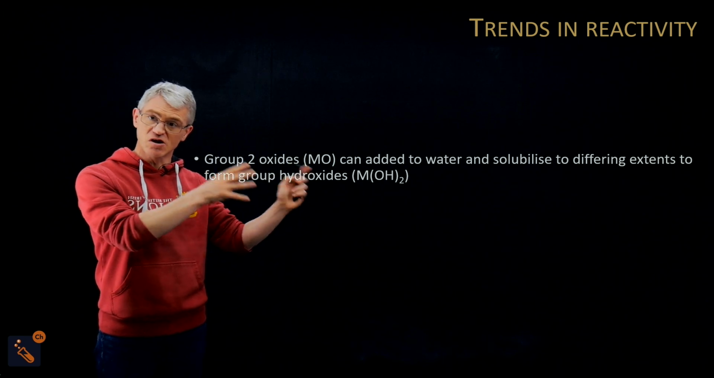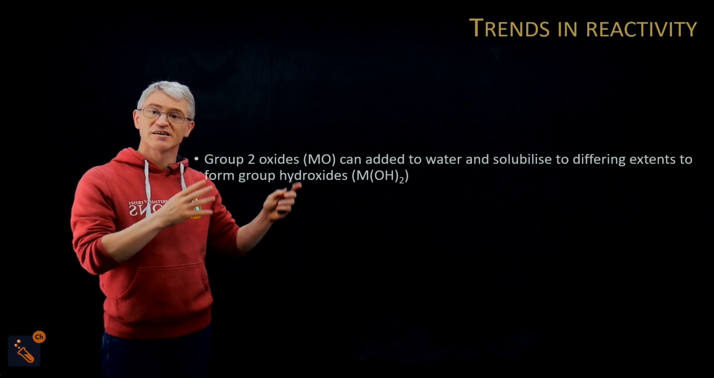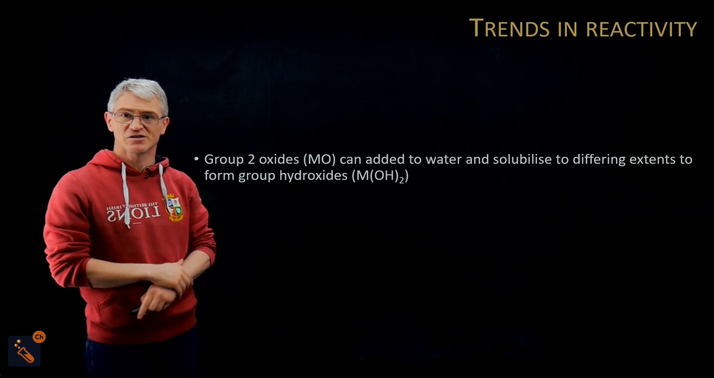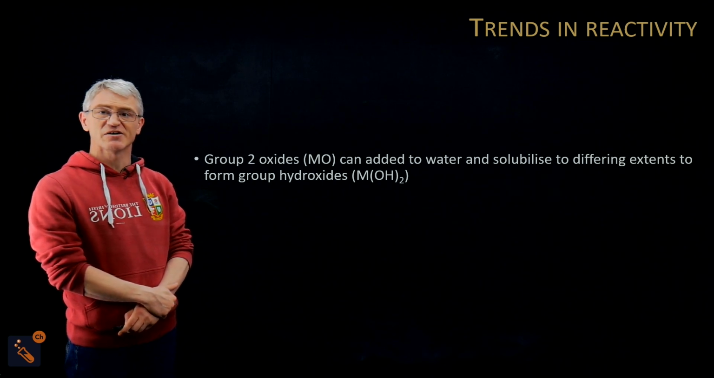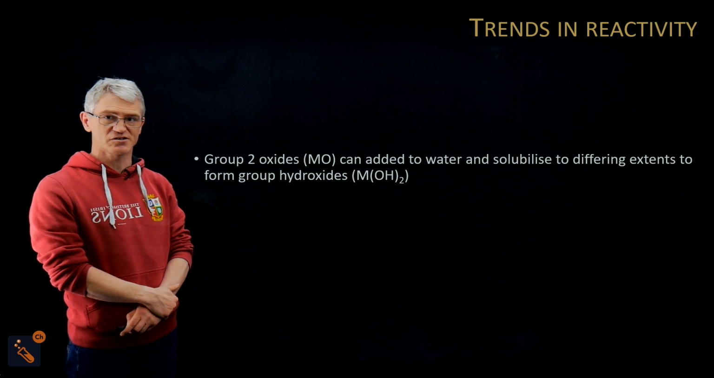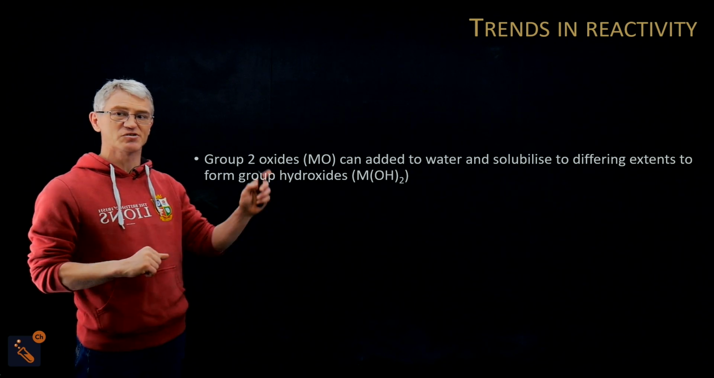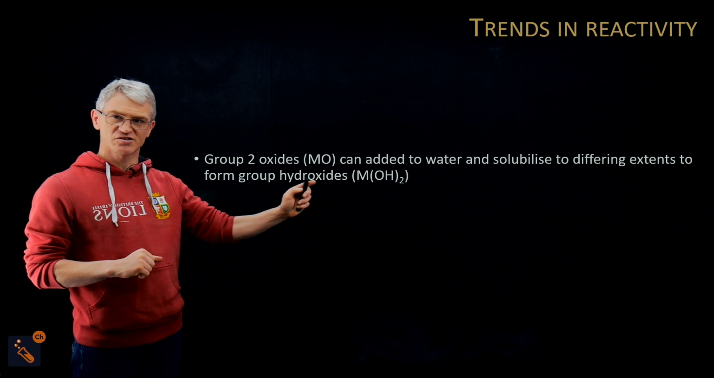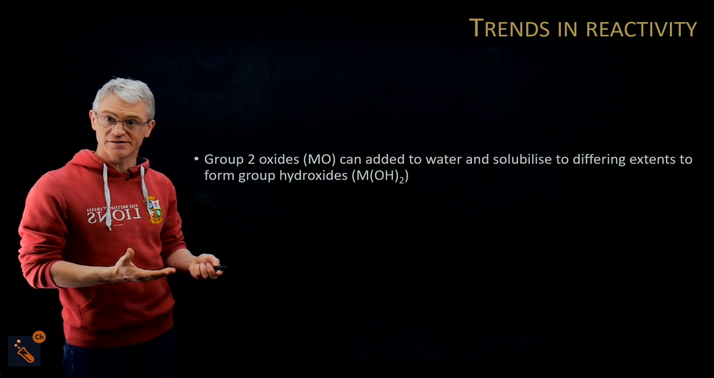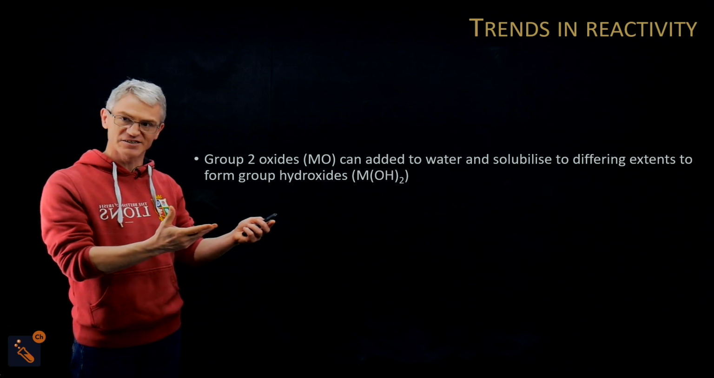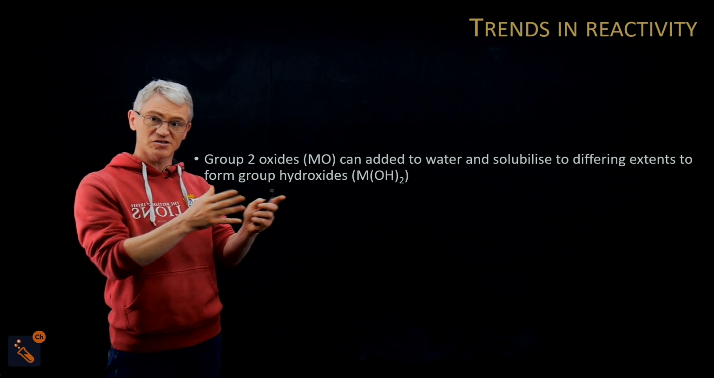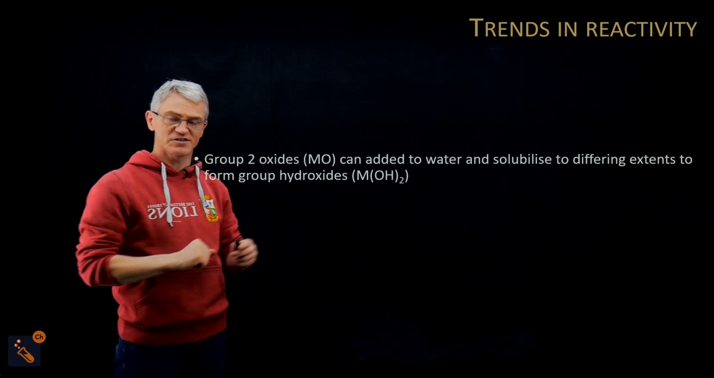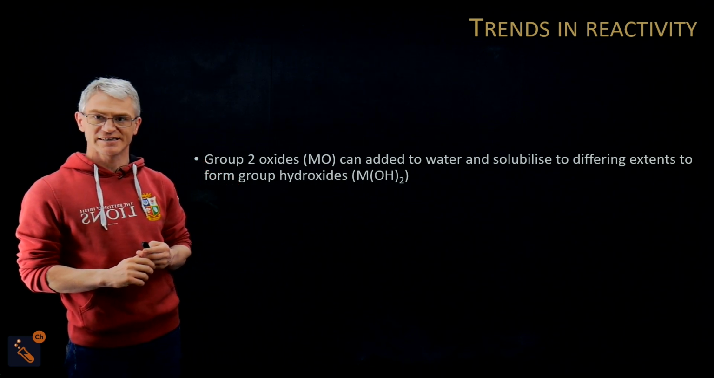Or you can add the metal oxide to water and it will solubilize and make the metal hydroxide. But when we're talking about reactivity, what we're really talking about is how soluble that metal hydroxide is, because the reactivity is based upon how much of a hydroxide this is. So the more alkaline something is, the more reactive it is. So the more acidic something is, the more reactive it is. So with hydroxides, it's how much more reactive this metal hydroxide is.